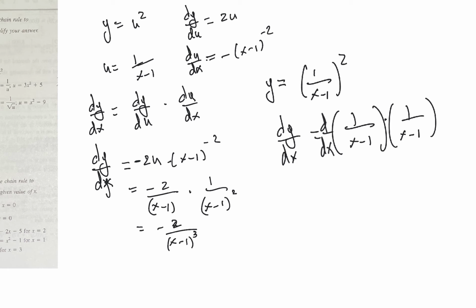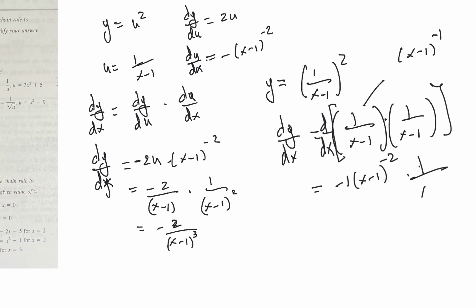Let me put here a parenthesis like this. It is the product of two functions. So it's the derivative of the first multiplied by the second plus the derivative of the second multiplied by the first. What is the derivative of the first? The first is x minus 1 raised to the power minus 1. What is the derivative? The derivative is minus 1 multiplied by x minus 1 to the power minus 2 multiplied by the second, x minus 1.